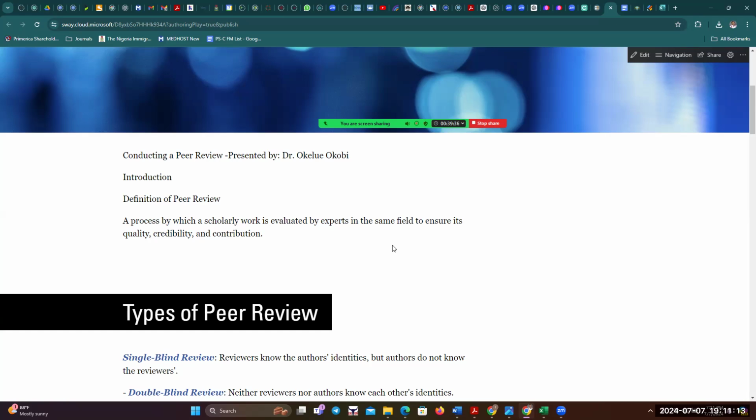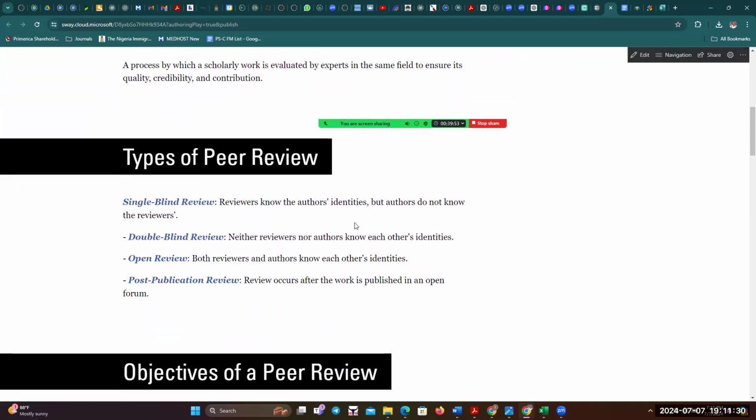When the process of peer review was introduced several years ago, as I was reading about the history, people were bringing out their own opinions, and we needed to make sure that these opinions were quality and credible by bringing someone else to look at it and say, this is what it should be. There are different types of peer reviews.